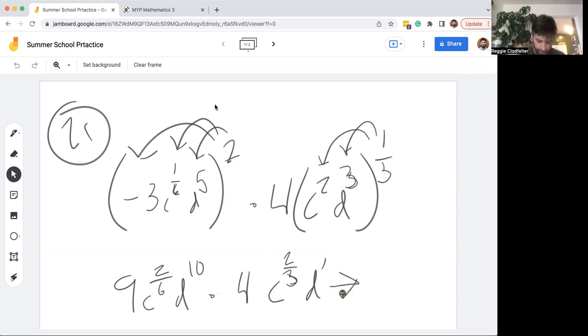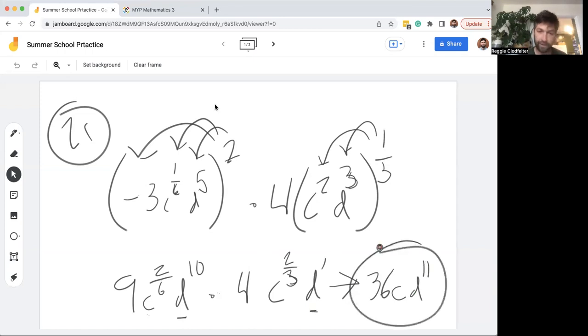Now I can multiply 9 times 4, my coefficients, and then I just use the product rule. So I have 1/3 here, c to the 1/3 times c to the 2/3. So product rule, I'm going to add them. 1/3 plus 2/3 is just 1. So I just have c to the first, or just c. And then here I have d to the 10th times d to the first. I just add them, d to the 11th. Boom. There's my answer, 36 c d to the 11th. See, not too bad.